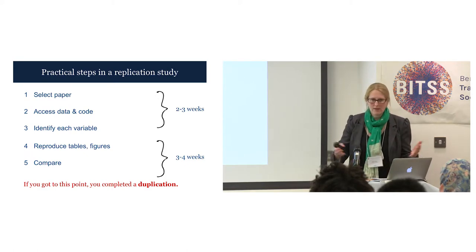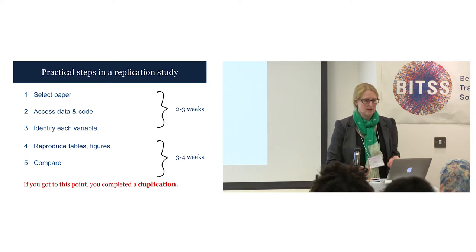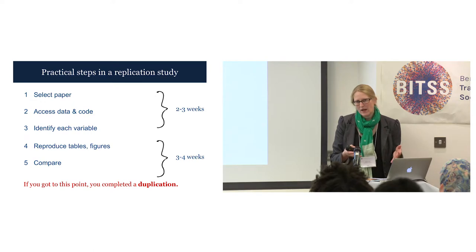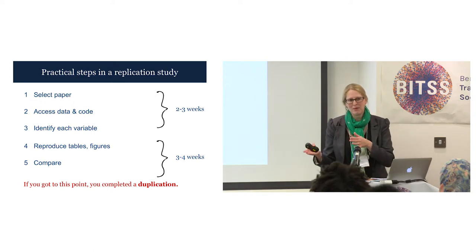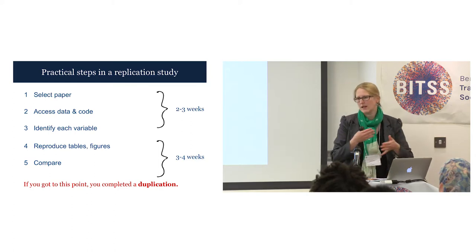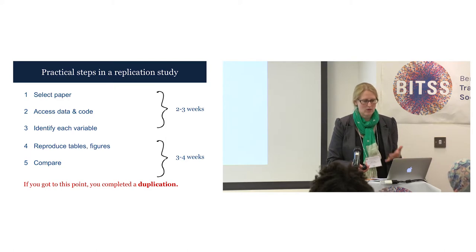And as an overview, the steps are: you select a paper. We've talked about that. You try to access data and code. If it's not possible, I personally would pick a different paper. But if you're really keen, you can try and recollect those data. Often these are data sets that are online in some way, at the World Bank or somewhere else.